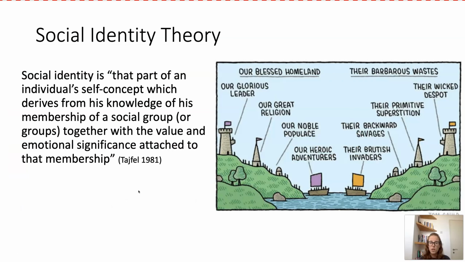Social identity theory was developed in the early 70s, primarily by the social psychologist Henry Tajfel and his colleagues. They found that people tend to immediately identify and establish in-group and out-group behaviors, even in random, meaningless, and temporary group assignments. According to Tajfel, social identity is that part of an individual's self-concept which derives from his knowledge of his membership of a social group or groups, together with the value and emotional significance attached to that membership.